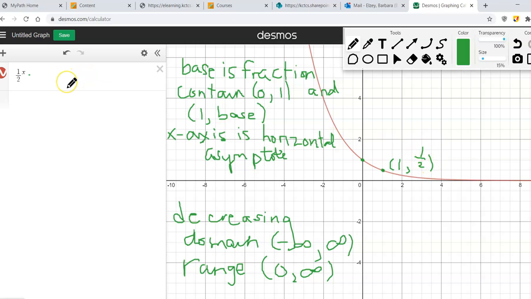If we have an exponential function where the base is greater than 1, we're going to draw that increasing function that goes through 0, 1, and 1 and the base. So that's going to determine which direction the graph goes. Fraction, it's decreasing. Base bigger than 1, it's increasing.